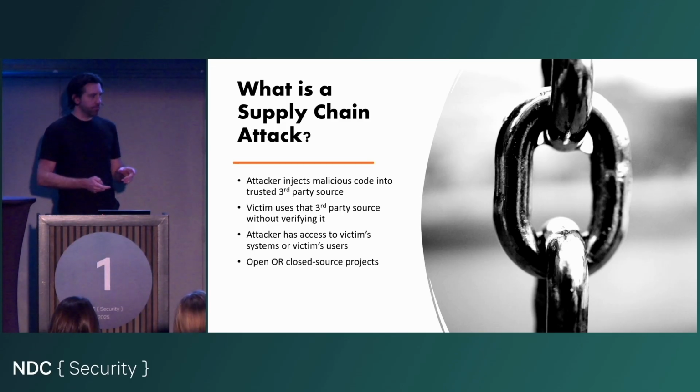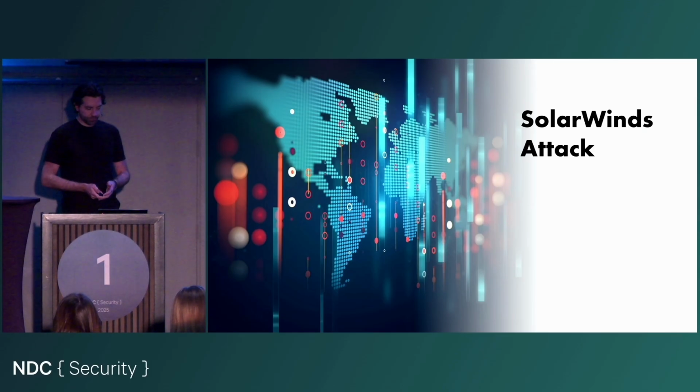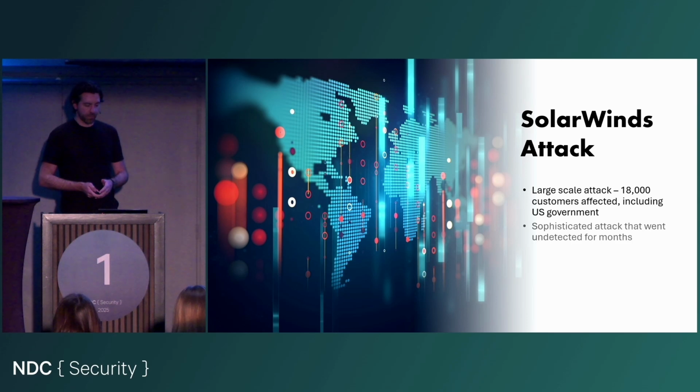And this can occur in both open and closed source projects, of course. And we're going to go over a couple examples of these to demonstrate the scale and impact that they've had in recent years. So one that you may have heard of is called the SolarWinds attack. It was pretty large. It was 18,000 customers affected, estimated number, which included a number of departments in the US government. And it was a very sophisticated attack that went on for several months before it was detected, which was one of the leading factors in how big of an impact it had.